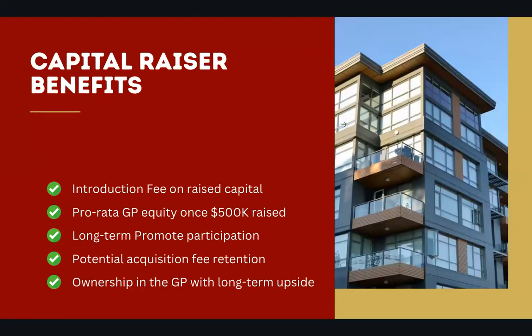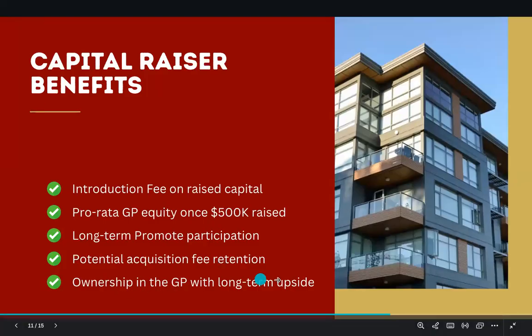So here's some capital raising benefits with Multifamily Locker Room. Introduction fee raised on capital. It's going to be pro rata GP equity once 500K is reached. That way it's fair across the whole 40%. Long-term promote participation, potential acquisition fee retention, and ownership in the GP with long-term upside.